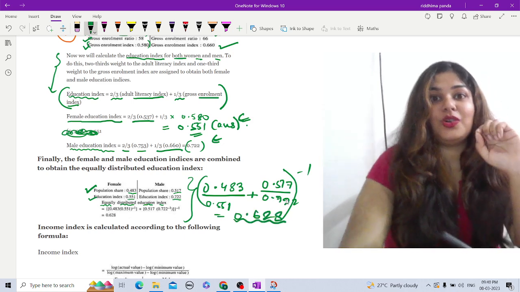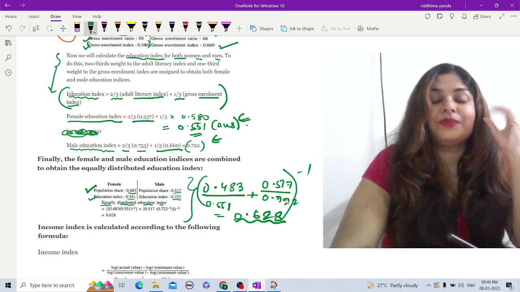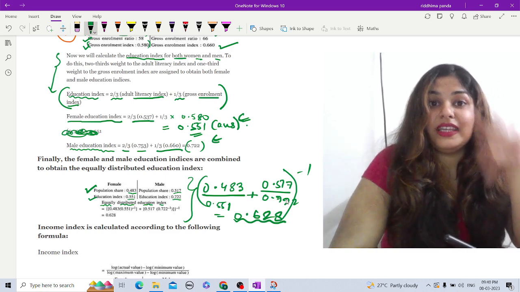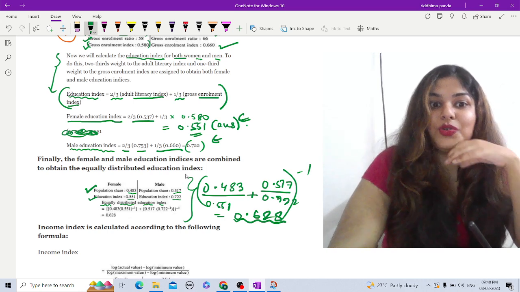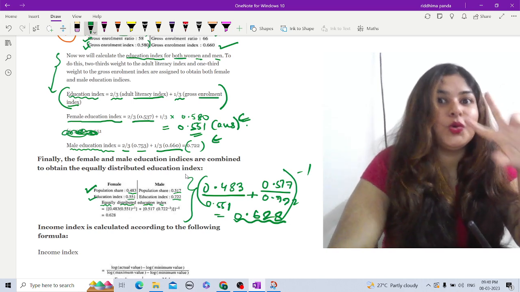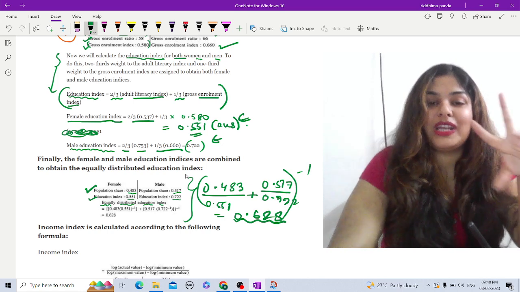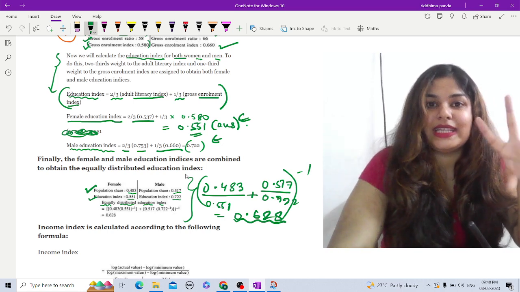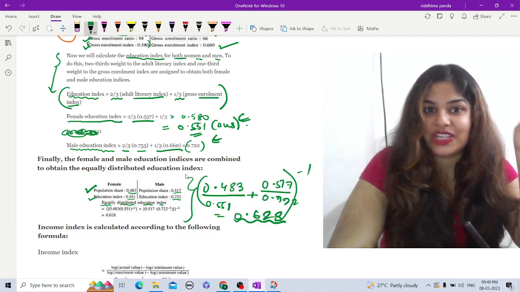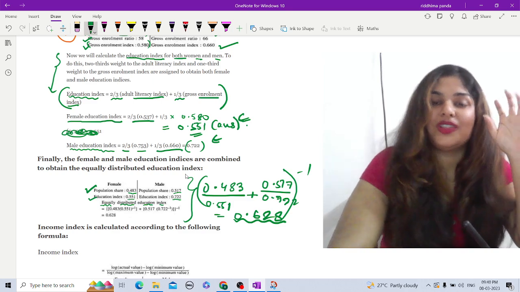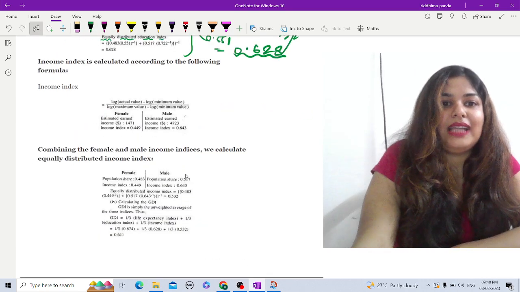So we have calculated the equally distributed index for life expectancy, and here we have again calculated the equally distributed education index. So now we have two equally distributed indexes for the two indicators. One is life expectancy, that is for longevity. Another one is education, that is the literacy, and the last one we are going to follow is for the income, right? So for that, here is the formula.